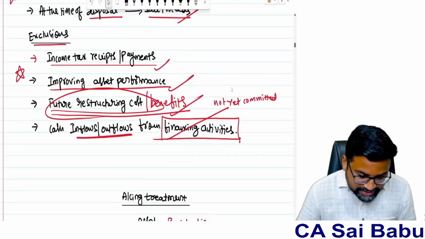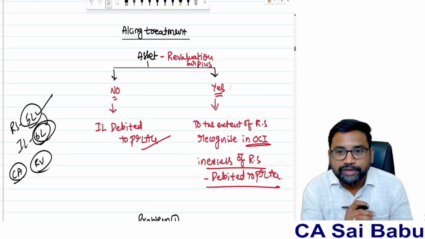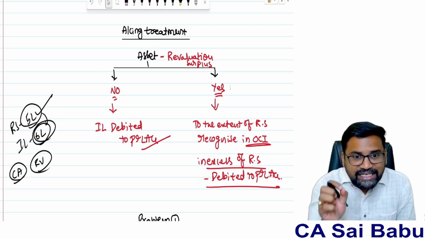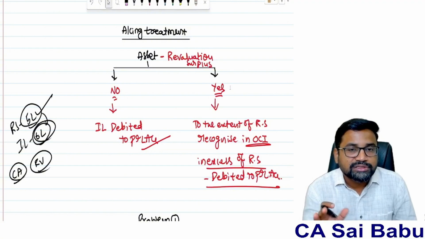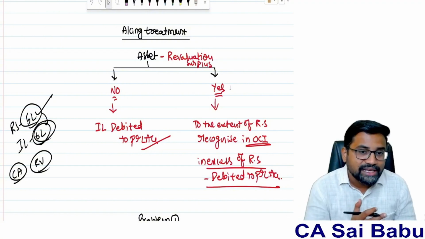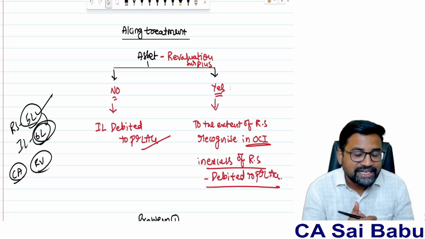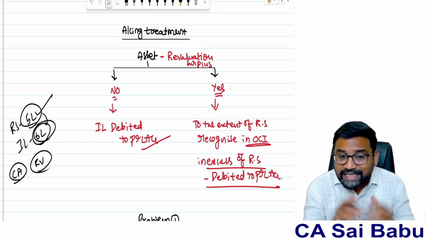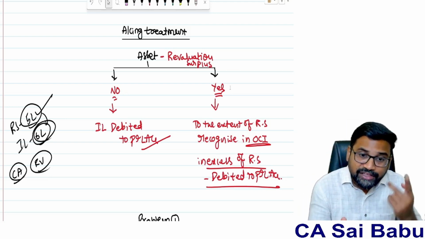Okay. Now the next thing is accounting treatment. Sir, what is the accounting treatment for impairment loss? Simple. You need to ask one question. The asset in respect of which you are calculating or checking the impairment loss, whether that asset is previously revalued or not. Or is there any revaluation surplus in respect of that asset? The answer could be either no or yes.